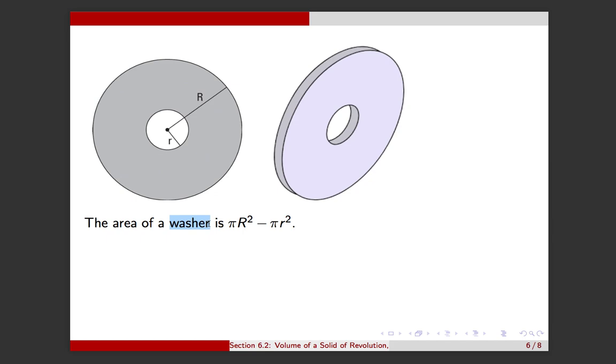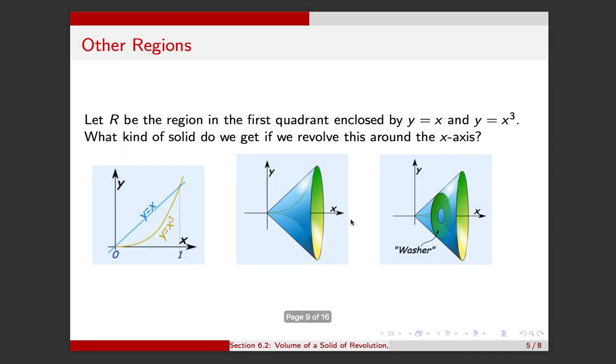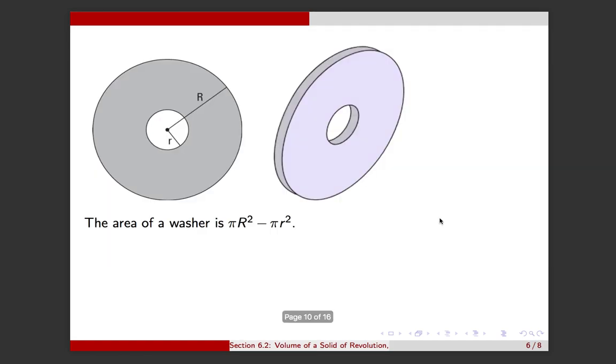So the area of an annulus is you take the outer circle's area, which is pi capital R squared, and then take out the inner circle's area. You just literally take that smaller circle out of the bigger circle. So that's what the area of a washer is. So now in this example, we would take little x slices going from left to right, and now we have to have areas of washers instead of areas of disks as we go.